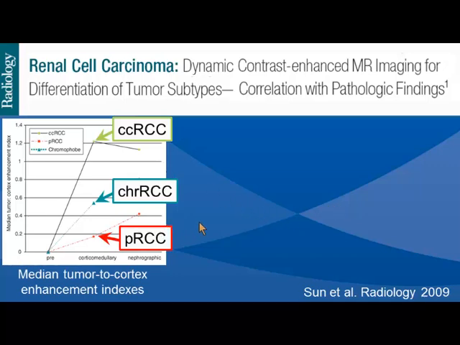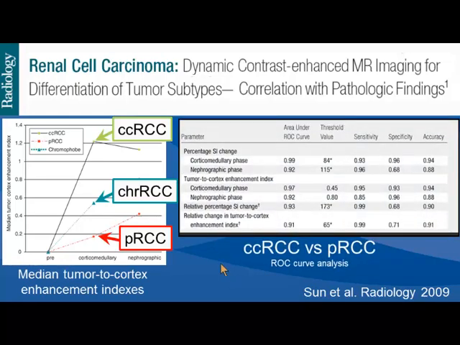And we base this, as I'm going to show you in a diagram at the end, we use these thresholds to characterize these lesions. And if you have 84% change in signal intensity on the early phase, on the corticomedullary phase, you can distinguish clear cell from papillary carcinomas with about 99% diagnostic accuracy.